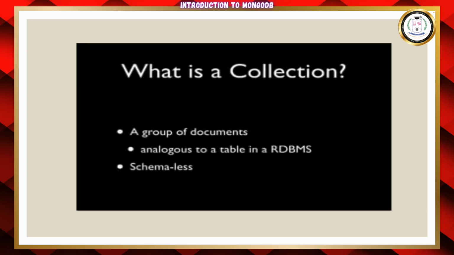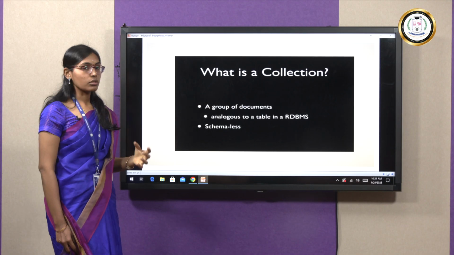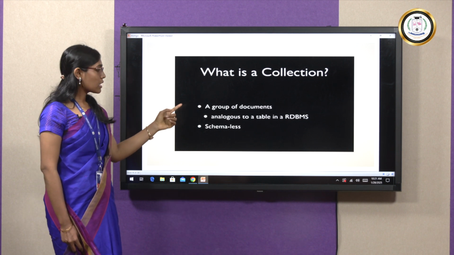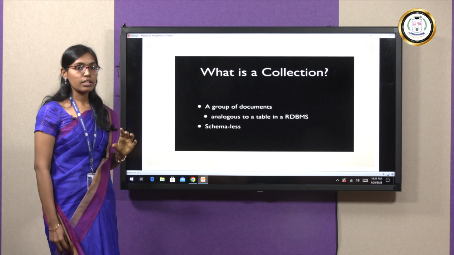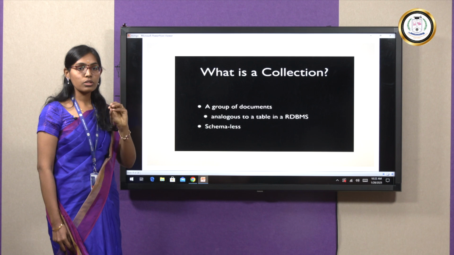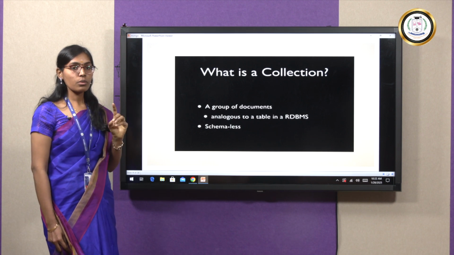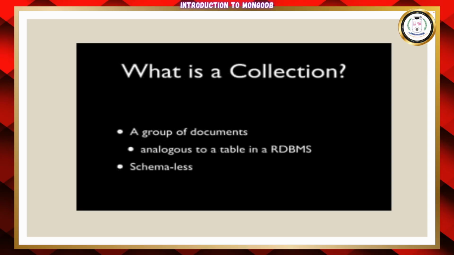And if you see now in MongoDB, what actually a collection is. Collection is nothing but a group of documents. All your documents are put together in one single collection. So it is equivalent to a table in your RDBMS, just as all your rows are put inside one single table. Likewise, all your documents will be stored in one single collection. So that is what a collection is. There is no schema for this, so that's why it is called schema-less.